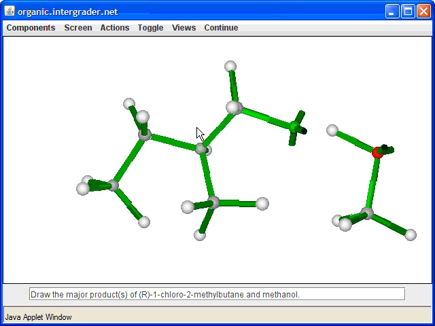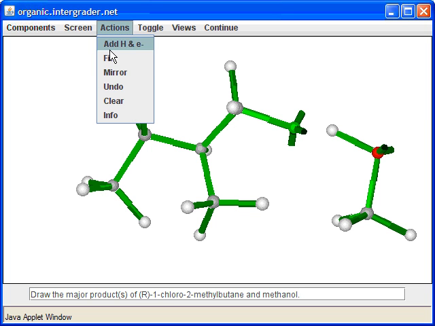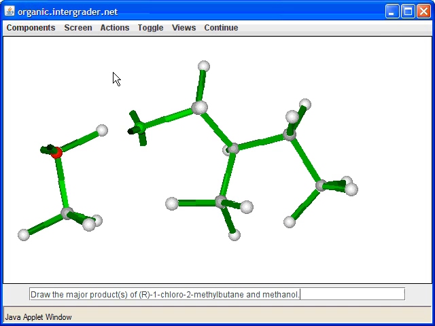Once we do that, let's look at the configuration. Is this R or S? This is priority 1, priority 2, so this is actually the S configuration. Let me hit mirror. Now this is the R configuration. So in this particular example, this is just like the previous question.